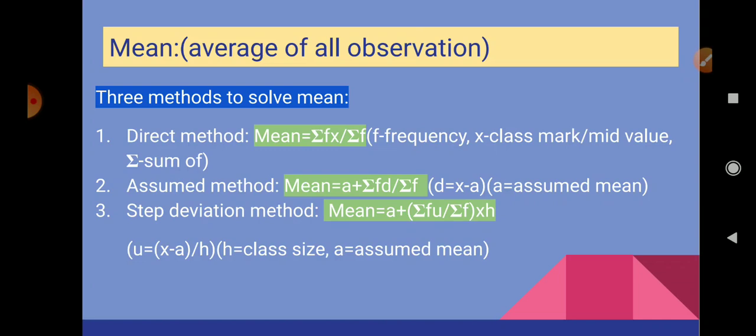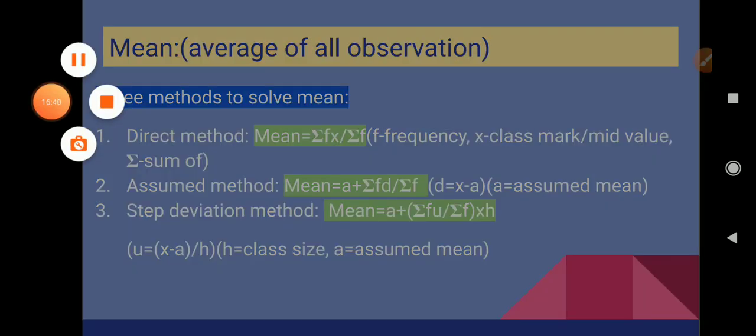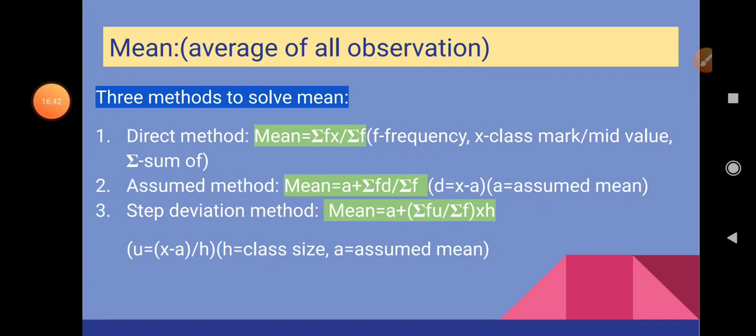How to find the mean? There are 3 methods to solve mean here. As you all know, what is mean? Average of all observations. How did we find it for ungrouped data? Mean is adding all the observations divided by the total number of observations. Clear? In 9th standard that is what we did. But here there are 3 methods to solve the mean, and remember, in all 3 methods the answer will be the same, but there are different formulae to find the mean.